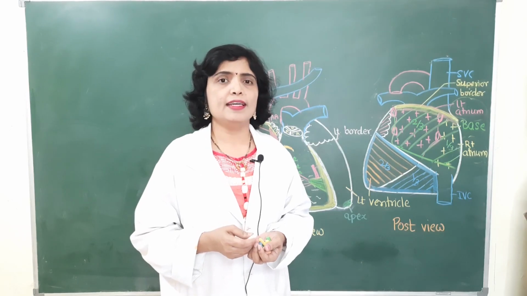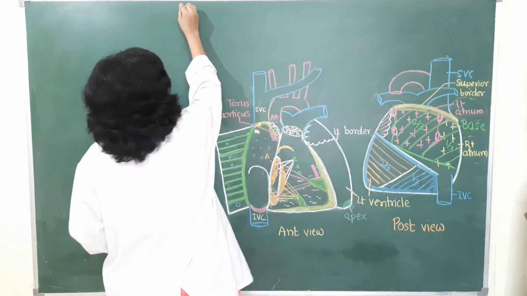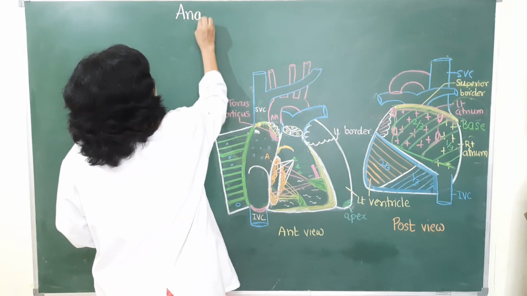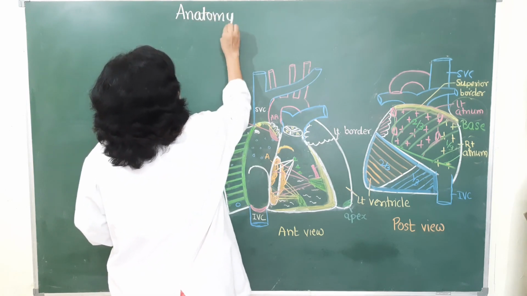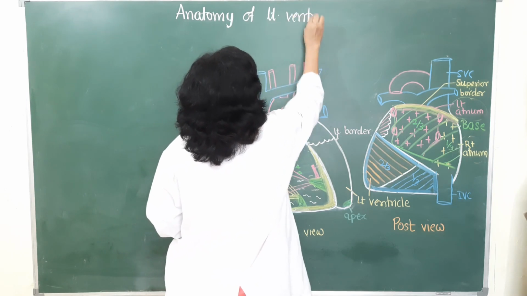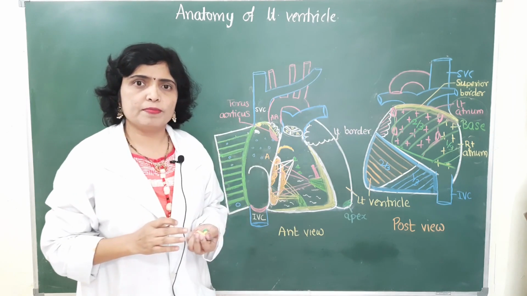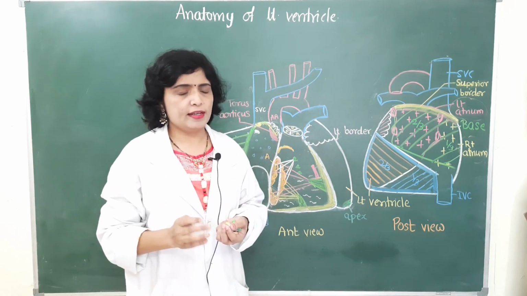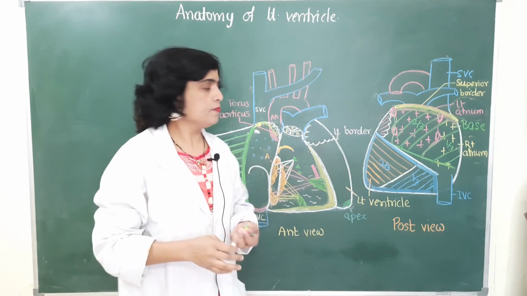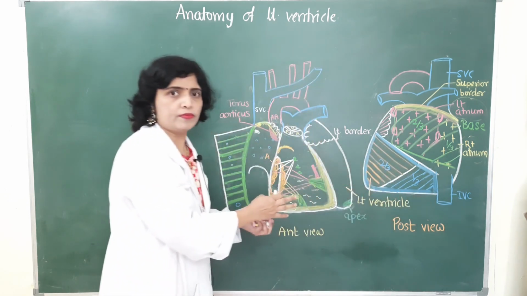Hello everyone. In this video we are going to see about the anatomy of the left ventricle. The heart consists of four chambers: right atrium, right ventricle, left atrium, left ventricle. This is the anterior view of the heart and this is the posterior view of the heart.